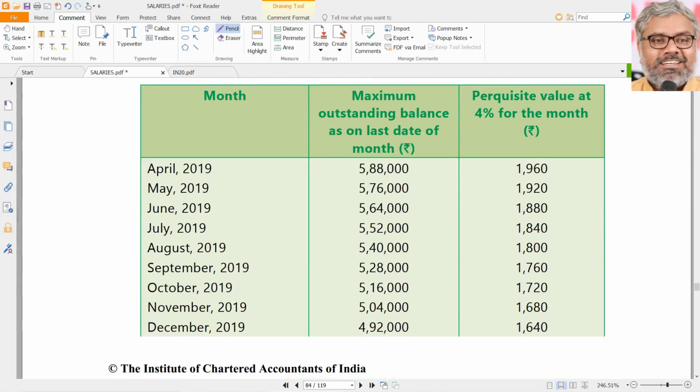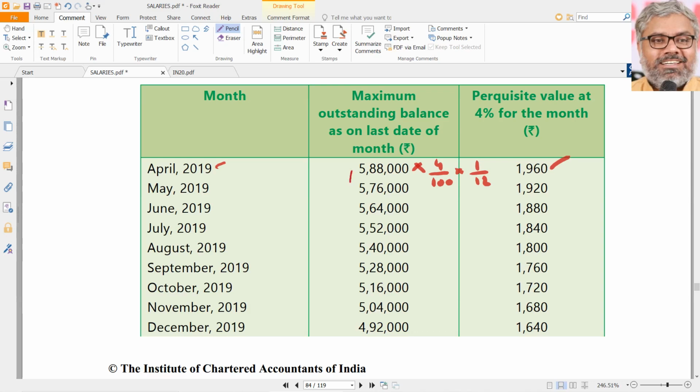For example, if you take April, how much will be the end of the month balance? Outstanding 5,88,000. Why? Because originally on 1/4/2019, 6 lakhs was the balance, and the installment is due on the 5th of each month. So on 5th April, he would have paid 12,000. So the end of April, it would be 5,88,000. So what we have to calculate? 5,88,000 into 4% per annum, that is the value of perquisite, into 1 by 12, because we are talking about only 1 month. So do this calculation: 5,88,000 into 4% divided by 12 comes to 1960.